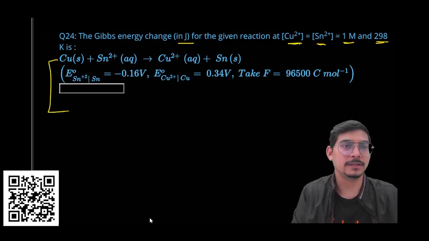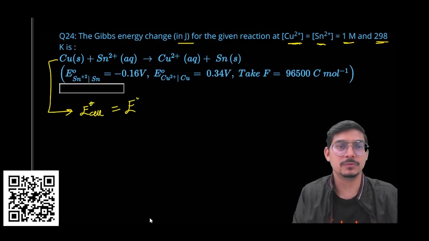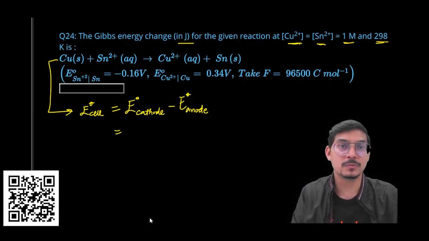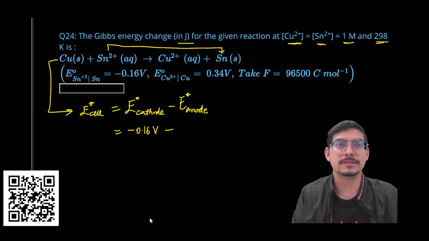So let us start by writing the expression for EMF, that is E naught cell, standard cell potential, which is equal to E naught cathode minus E naught anode. That is reduction potential of the redox couple at cathode minus the reduction potential of the redox couple at anode. From the balanced chemical equation, we can see that Sn2+ is getting reduced to tin, which means that tin is at cathode and the potential for tin is given to be minus 0.16 volt. And of course, because copper is getting oxidized from a state of 0 to 2+, copper is the anode here, and its potential is given to be 0.34. So the EMF is minus 0.50 volt.